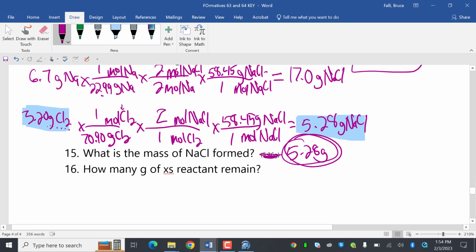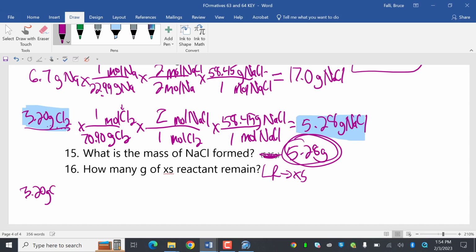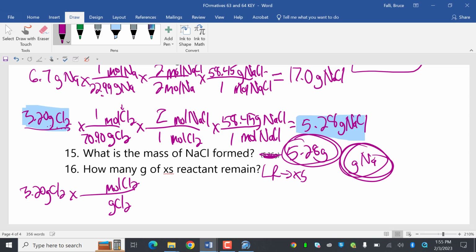I take my limiting reactant and convert it into my excess reactant. Limiting reactant, 3.20 grams of chlorine, converting it into my excess reactant, which is going to be grams of Na. I always go through moles of chlorine. 1 mole is 70.90, which I got from the periodic table. I want grams of Na, but before I go into grams of Na, I go into moles of Na. Moles over moles, use coefficients.